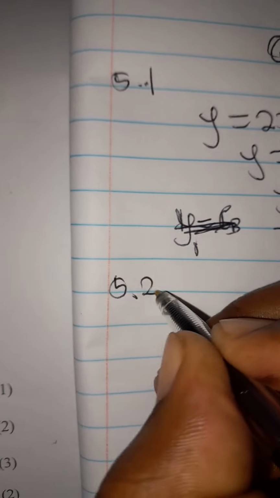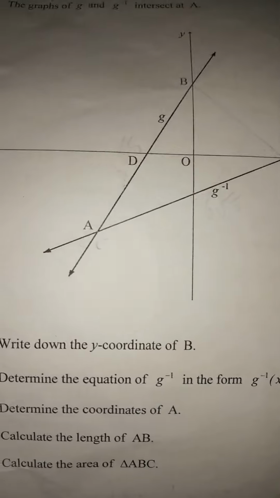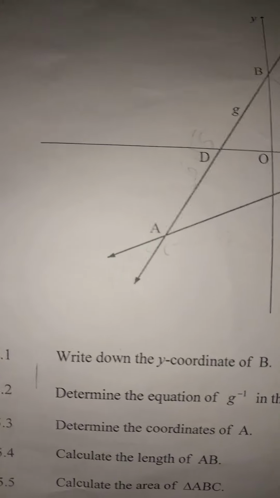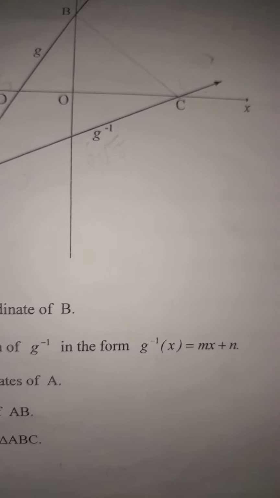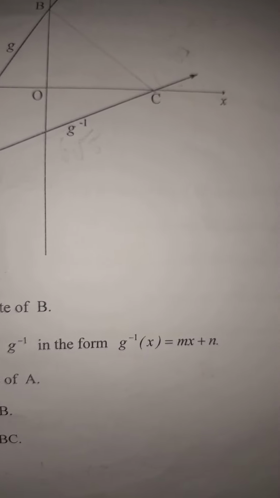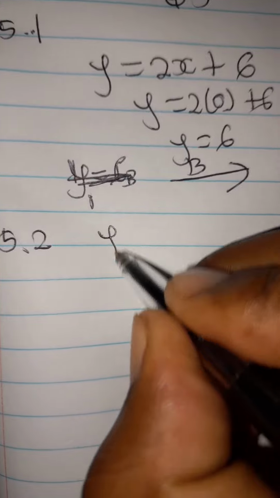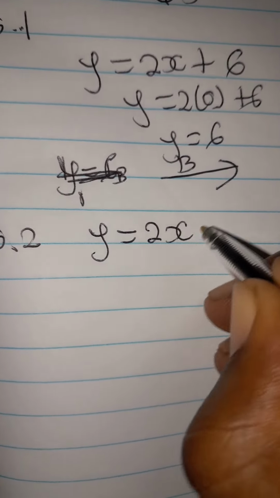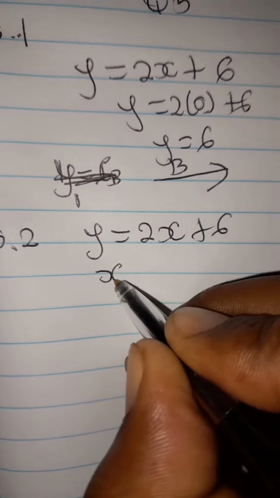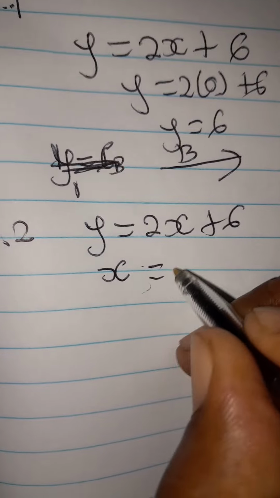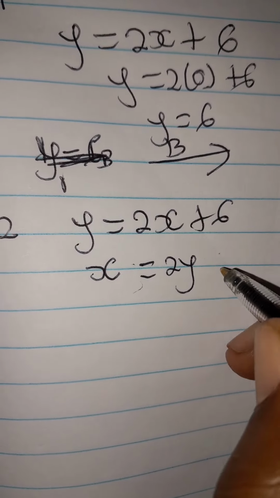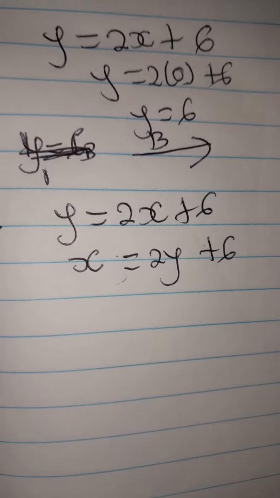Then let's go to the second question, which is 5.2. It requires us to determine the inverse of g in the form g inverse equals mx plus n. How are we going to work this out? This is 2 marks. The inverse of a straight line is still a straight line. That's what you should know. So we are going to swap the variables. Where there is x, there will be y, and where there is y, there will be x. We just swap the variables.